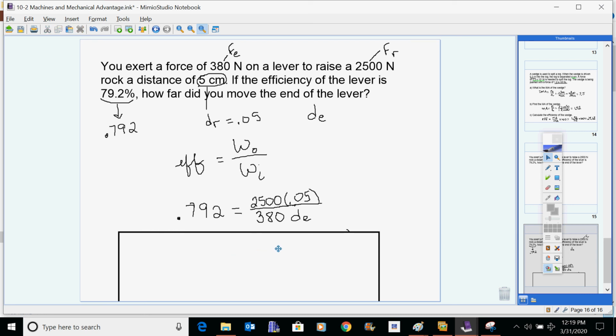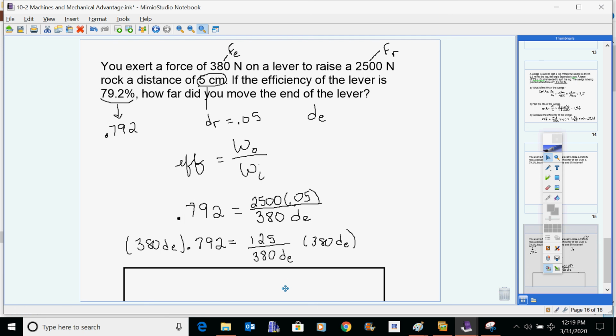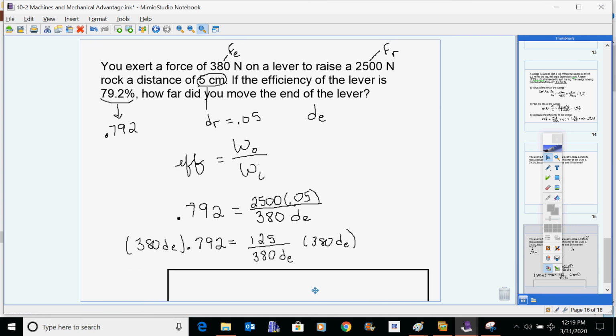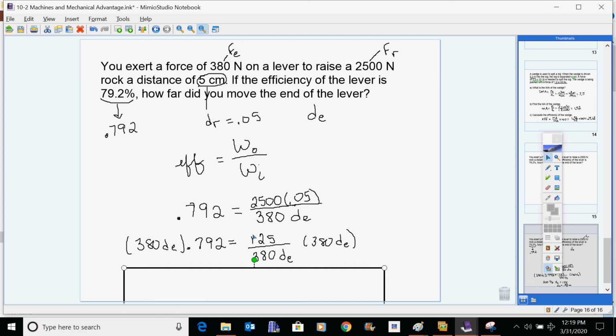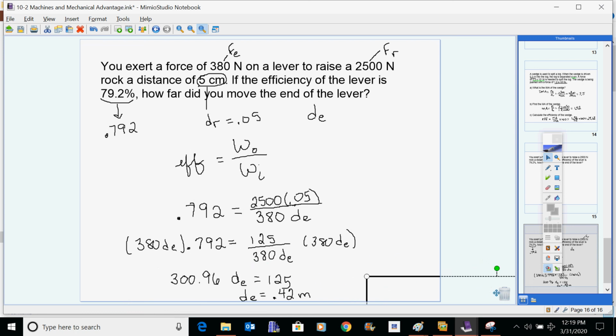So we dust off the old algebra skills. I'm going to multiply both sides by 380 DE so that these will cancel out, and I'm moving my DE up to the top. Doing a little bit of calculation here, that becomes 300.96 when I do 380 times 0.792, times DE equals 125. Divide that by your 300.96, and we get that our effort distance was 0.42 meters.